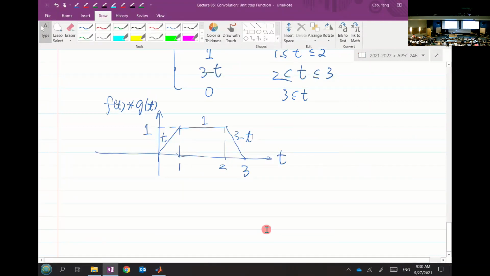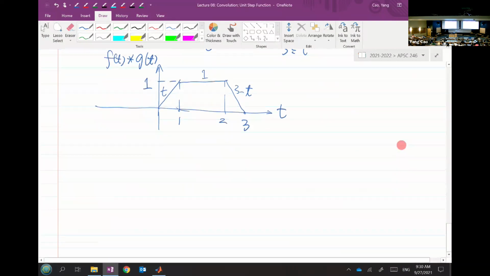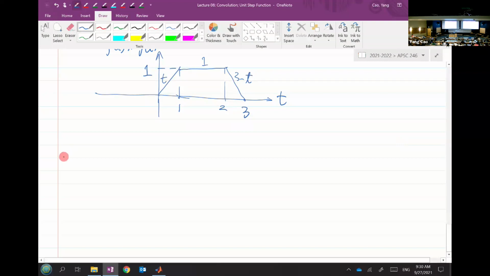Yeah. So you do need exercise, of course, and trust me, it's not that difficult, especially for the graphic approach. It's about keeping a clear head and identifying, for some complicated functions, piece by piece graphically. Okay, so if there's no question, let me introduce you to a new concept, a new function called the unit step function.